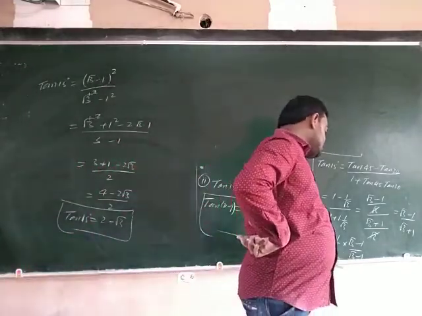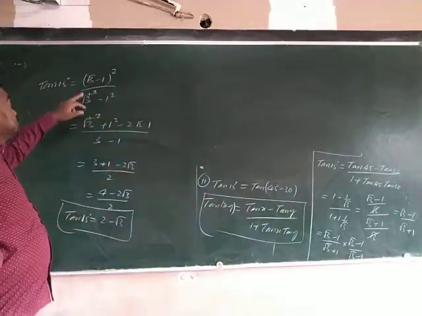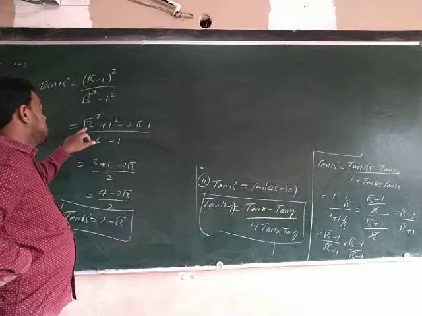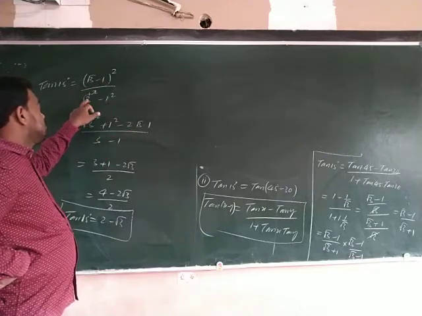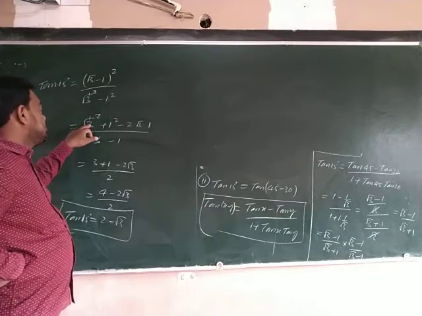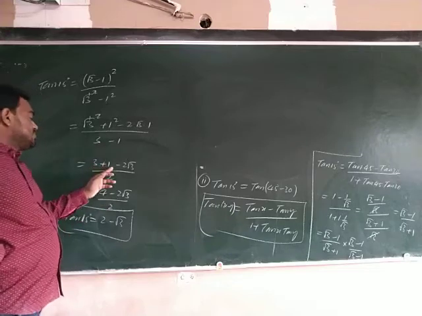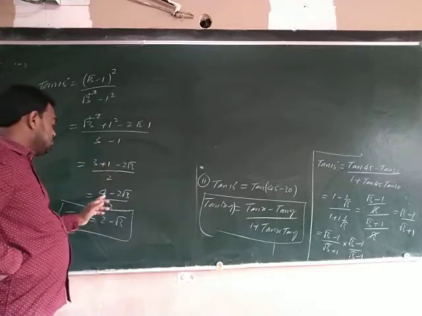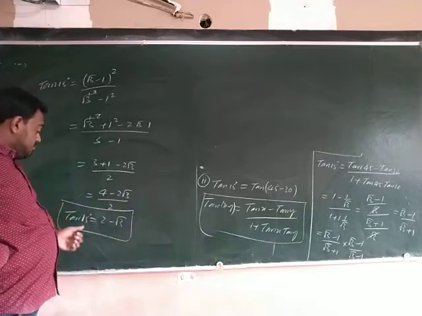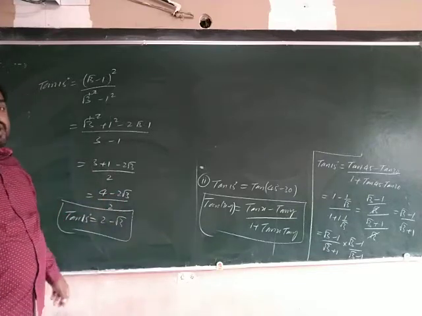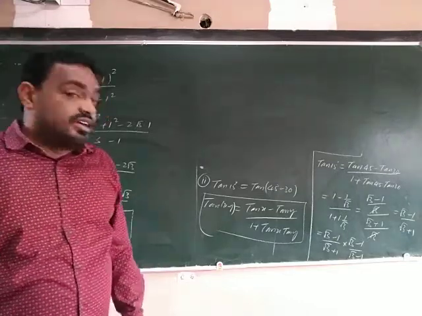It is the form of a plus b into a minus b, a square minus b square, root 3 square minus 1 square. The numerator is the form of a minus b whole square, so a square plus b square minus 2ab. Here square root gets cancelled, so 3 minus 1. Here square root gets cancelled, 3 plus 1 minus 2 root 3, 3 minus 1 is 2. 3 plus 1 equal to 4 minus 2 root 3 by 2. 4 by 2 is 2, minus 2 root 3 by 2 is root 3. Therefore, tan 15 degrees is equal to 2 minus root 3. This is the tan 15 degrees solution.